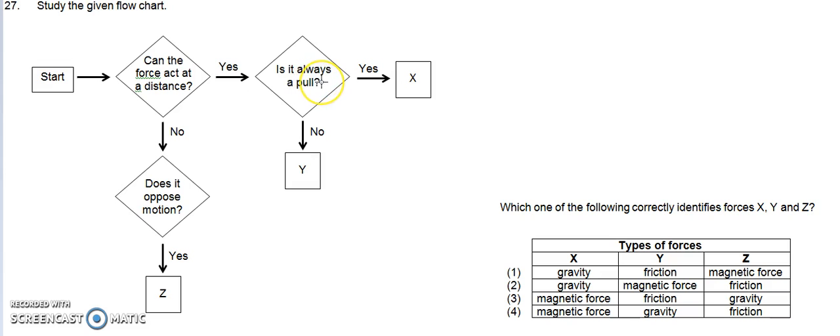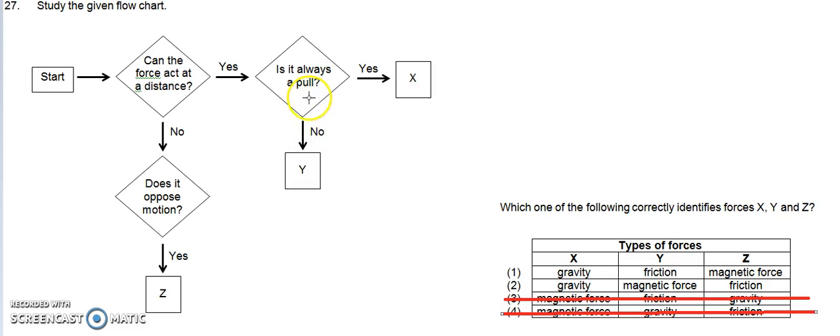Is it always a pull? Yes. Between magnetic force and gravitational force, magnetic force can have a push and a pull. As a magnet repels, it is a push, and as a magnet attracts, it is a pull. So the only one with a pull, always a pull, is gravity. So just knowing this fact, we can eliminate option 3 and option 4, as X should be gravity.